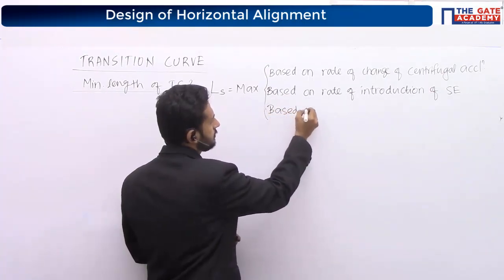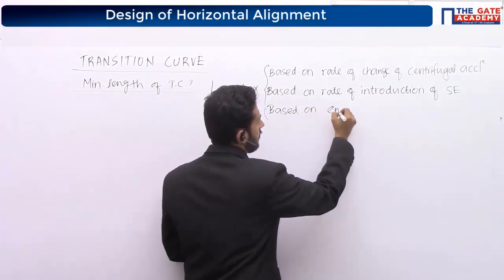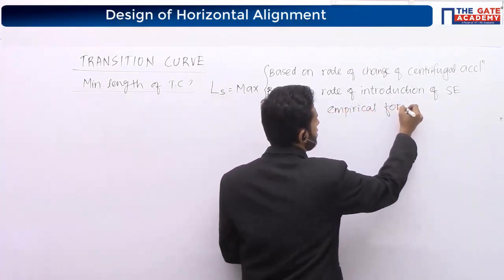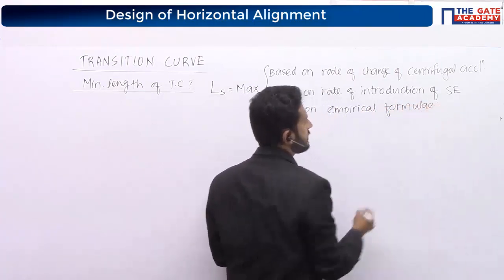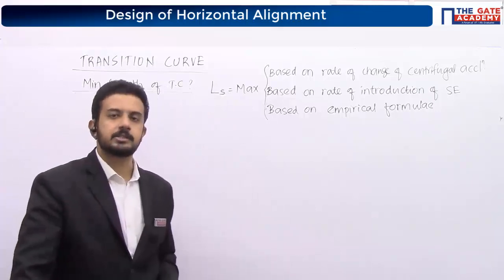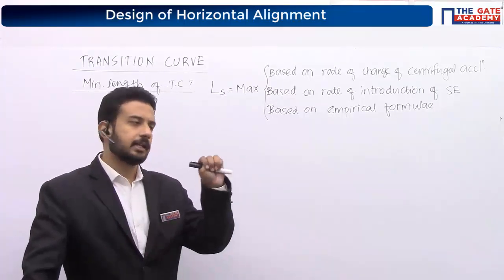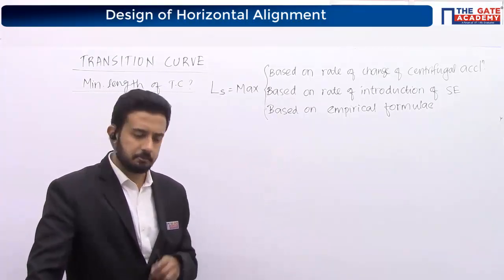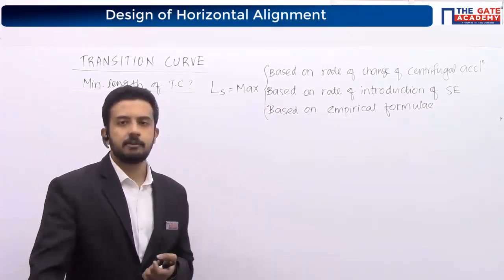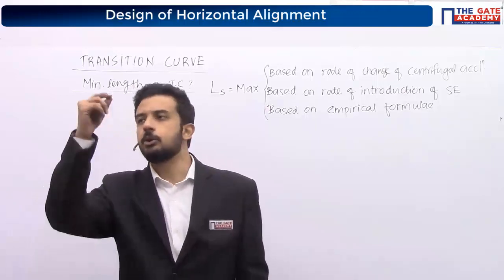Based on empirical formula. What do you mean by empirical formula? Simply, from the experiences of different scientists, taking a lot of parameters into consideration, they finally give you one equation. It may contain some coefficients and all. For an empirical formula, you cannot check the units.